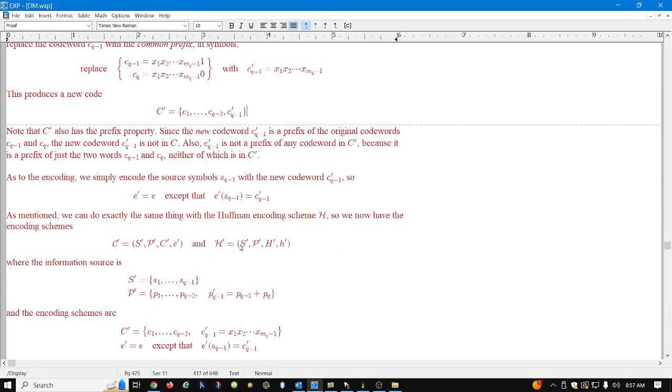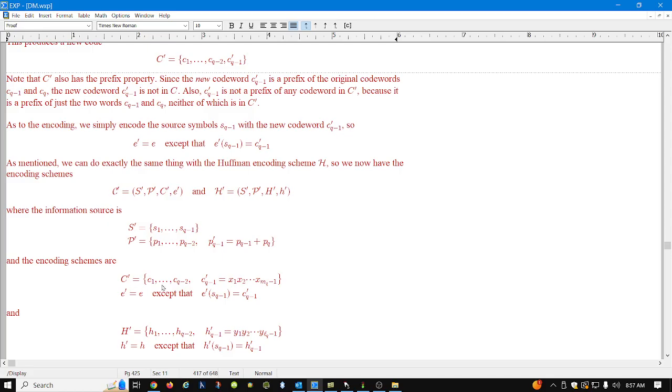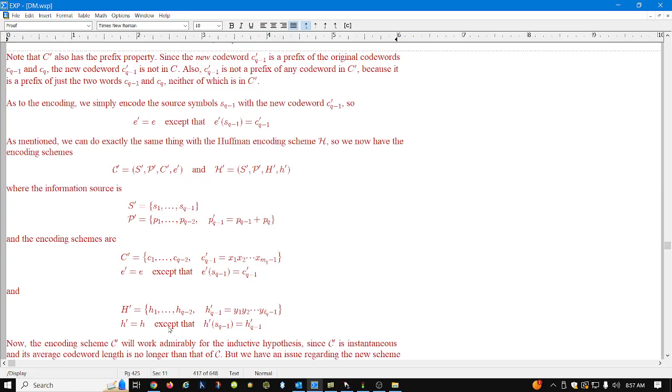You will end up with two new encoding schemes, C prime and H prime. These are the information sources. The information source is only one, and I've recopied it from earlier. And here is the code and the encoding function for C. Here is the code and the encoding function for H.